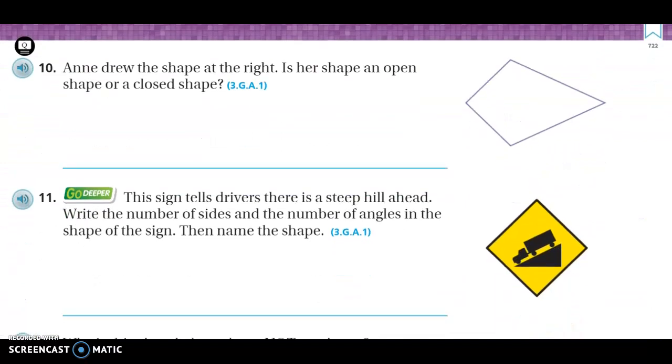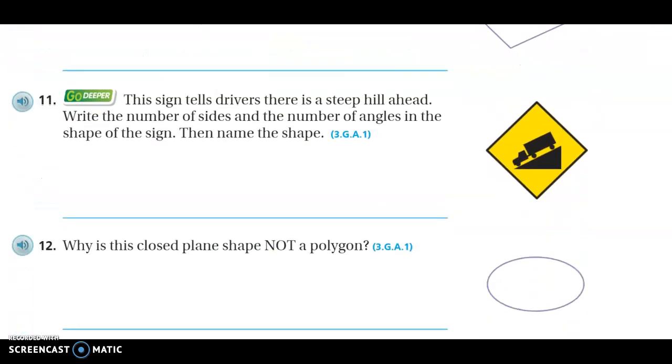And then we have some of our critical thinking. Anne drew a shape at the right. Is her shape an open shape or a closed shape? The sign tells the driver that there is a steep hill up ahead. Write the number of sides and number of angles in the shape on the sign. And then name it.